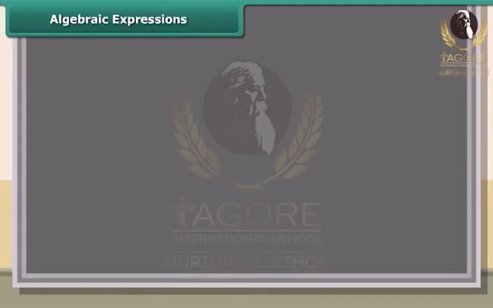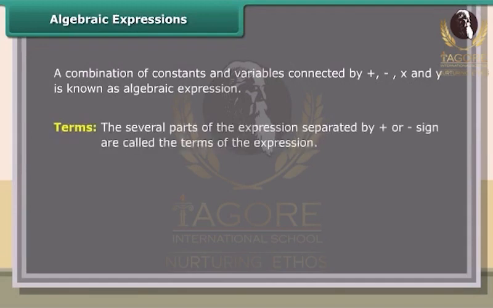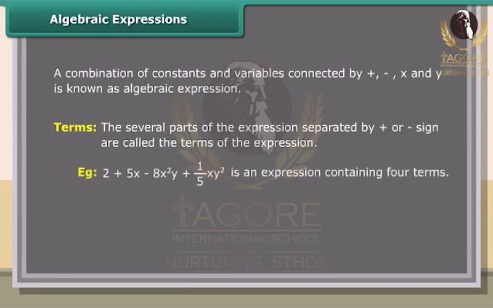Algebraic expressions. A combination of constants and variables connected by plus, minus, multiplication, and division is known as an algebraic expression. Terms. The several parts of the expression separated by plus or minus signs are called the terms of the expression. Example: 2 plus 5x minus 8x square y plus 1 upon 5xy square is an expression containing 4 terms. They are 2, 5x, minus 8x square y, and 1 upon 5xy square.